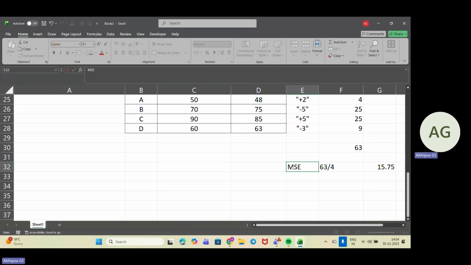Basically, the proper formula for MSE is 1 by n, the sum of actual minus predicted, and the square of it. Here, for the sum, we have to put the square accordingly.